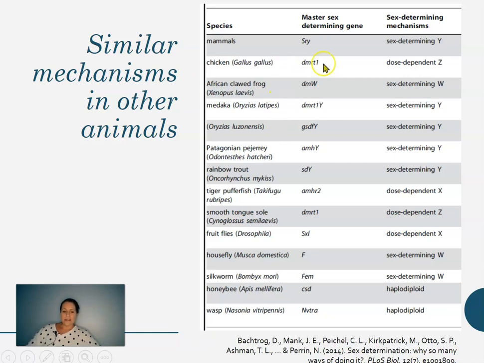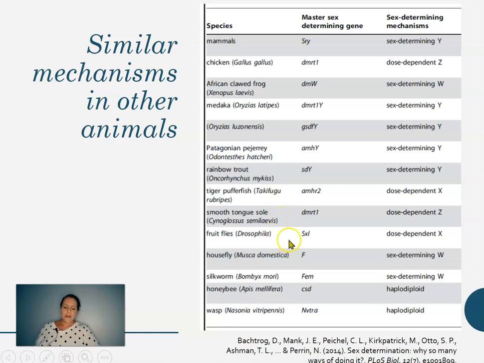But there are equivalents for those genes in many, many species that use this sort of sex chromosome or genetic determination system. This is just a short list of some animals besides mammals that have what we would call a master sex determining gene. For mammals, SRY is listed here. And for this example of a bird, a chicken, they have an equivalent master sex determining gene, which they call DMRT1.